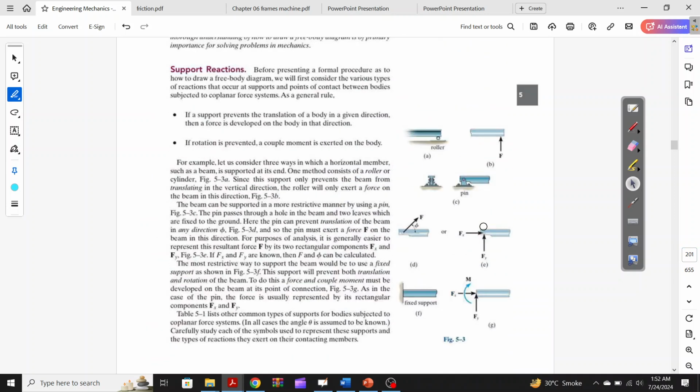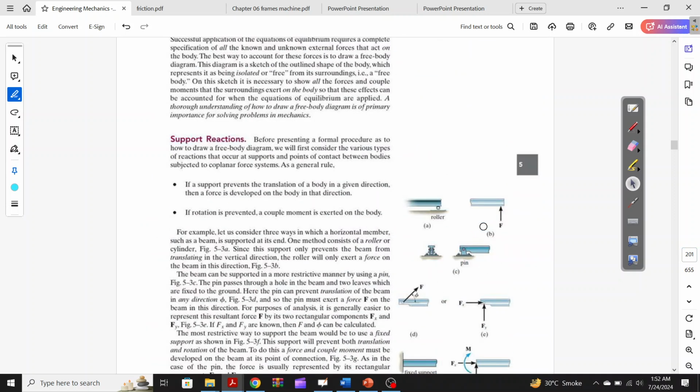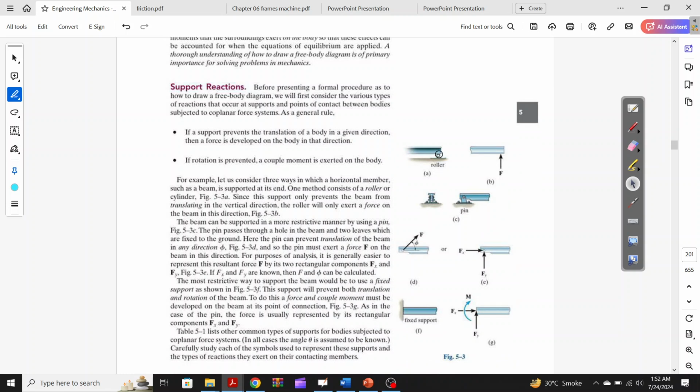This is the chapter for supports. Supports are applied and used in all structural members to add to the stability of the member, and they also avoid and resist the translation and rotation generated because of the external loading on these members. So you can easily define supports this way.